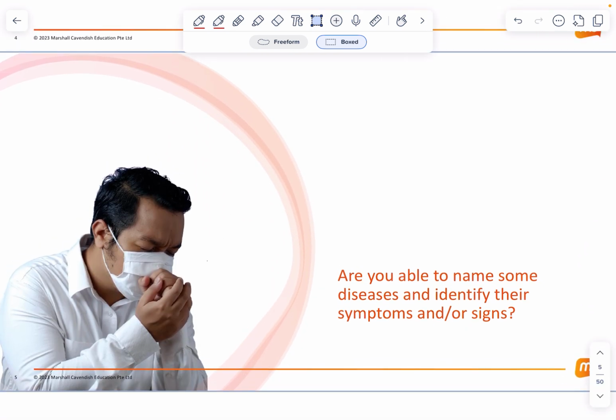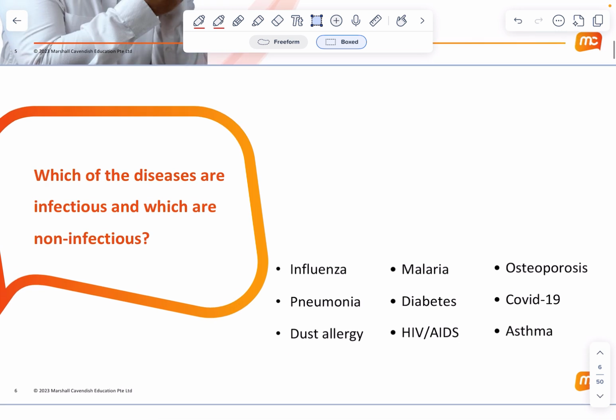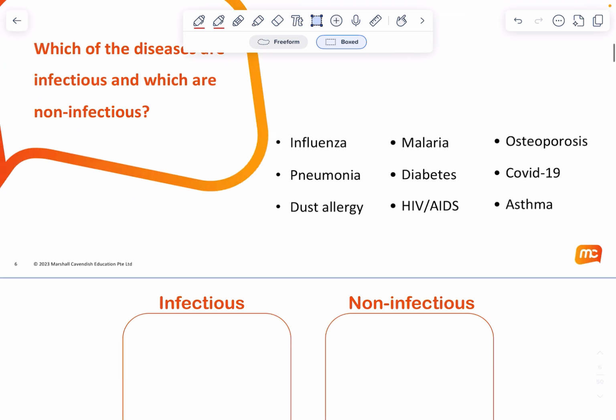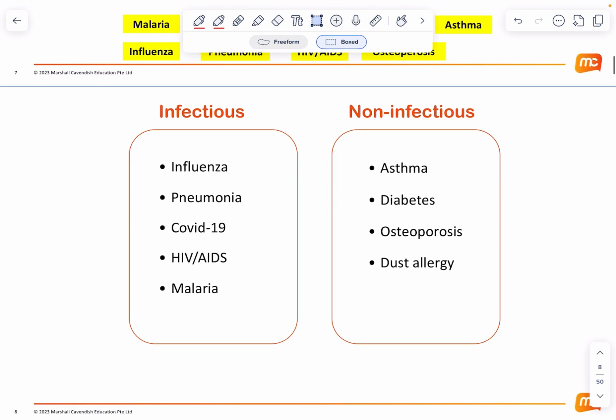So, what are some of the diseases in your syllabus that you need to take note of? Broadly speaking, diseases can be split into two main categories. They are either infectious or non-infectious. You may want to pause the video here to try to arrange the different diseases, the names of the diseases, into which category, infectious or non-infectious. This is a very simple map that you can do on your worksheet. So you may want to pause the video if you want to try. But moving on, this is where the answer is.